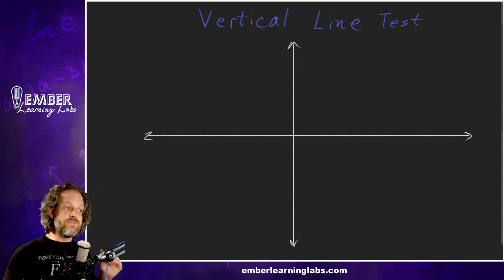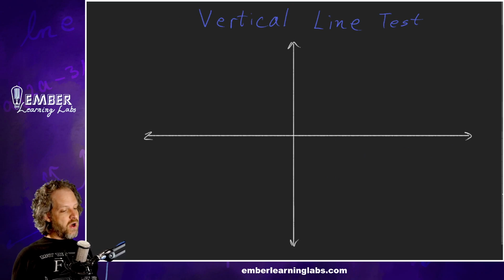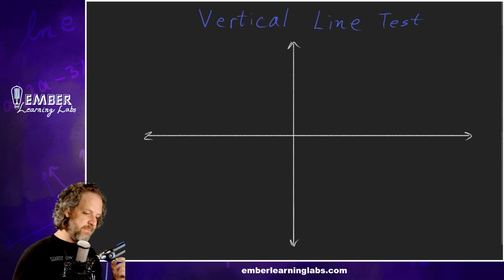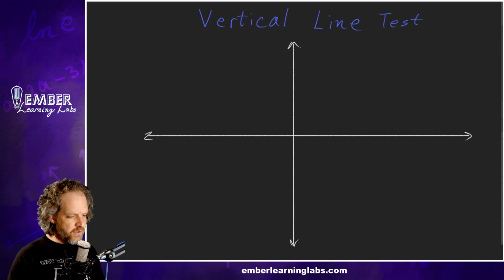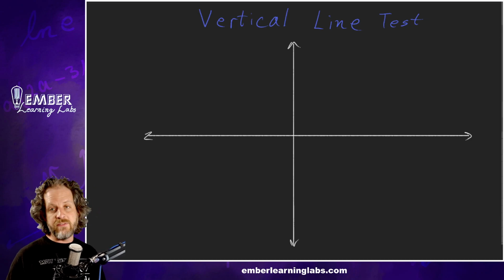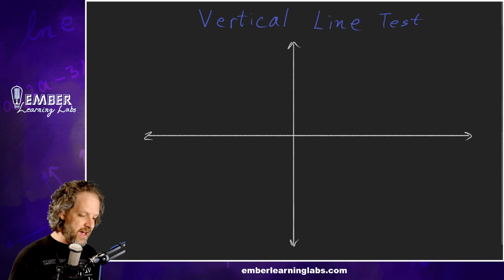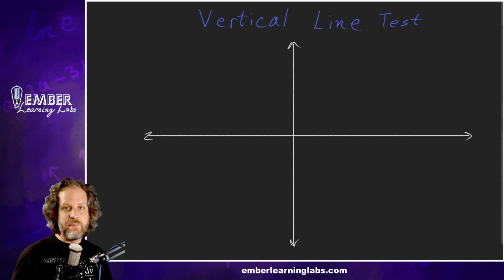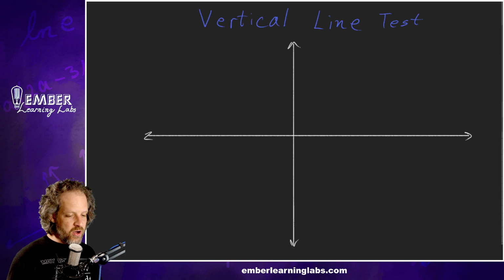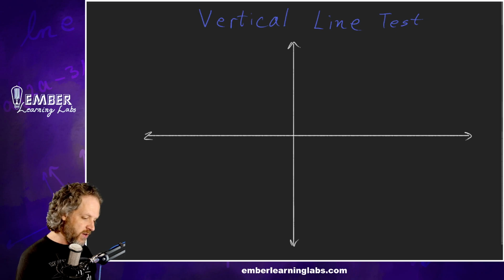So the next thing is the vertical line test. Now, this is one that you probably saw in Algebra 1, but we're going to remind you of it here. I was saying earlier that in order for a relation to be a function, for every input, for every piece of the domain, it can only have one output, right? So the vertical line test is a way to check whether something is a function by using a test. And so it looks like this.